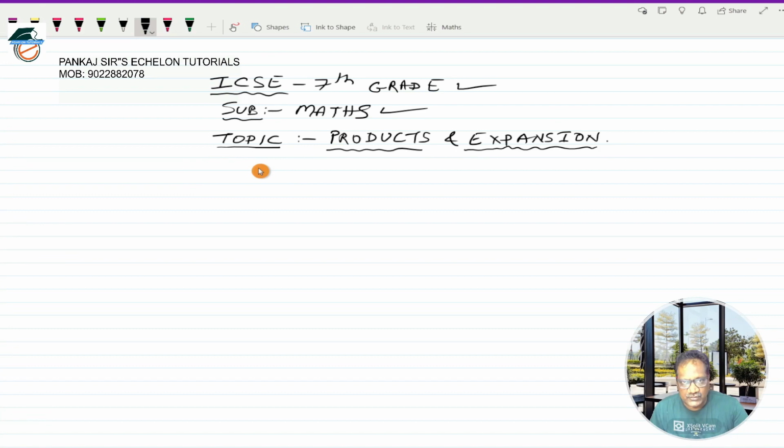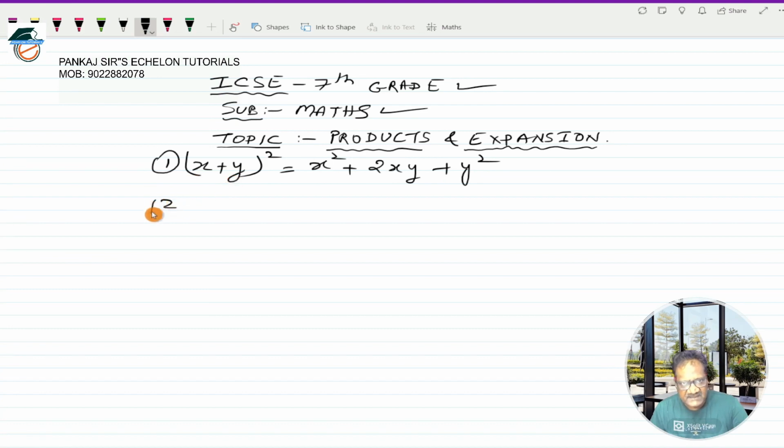So to begin with, first let me recap the three identities. Identity number one is x plus y the whole square is equal to x square plus 2xy plus y square. And mind you, instead of x and y, it can be any two variables, any two terms, any two numbers also.